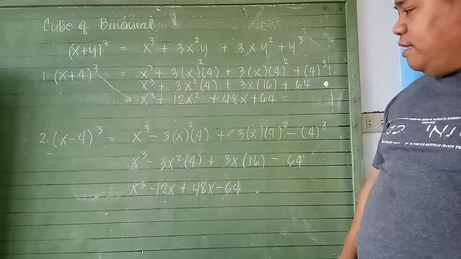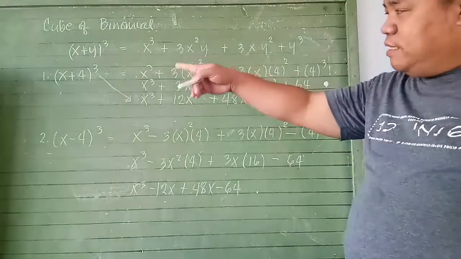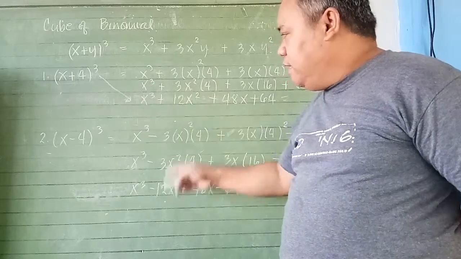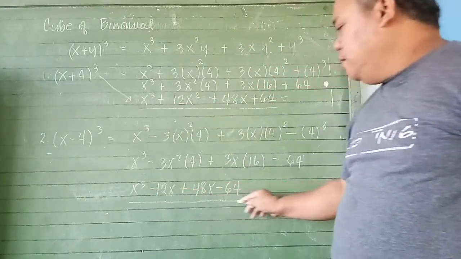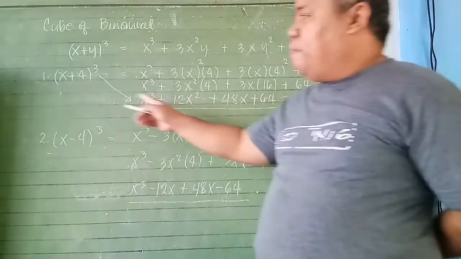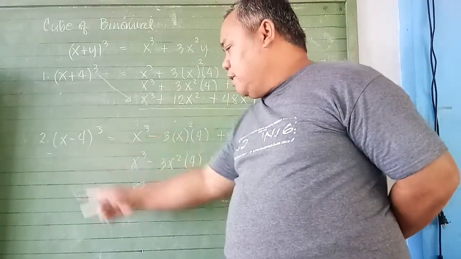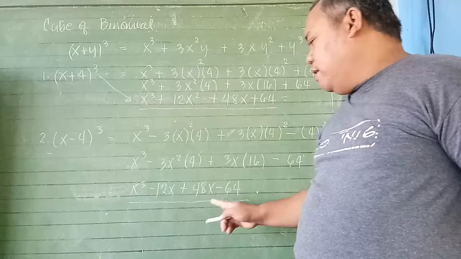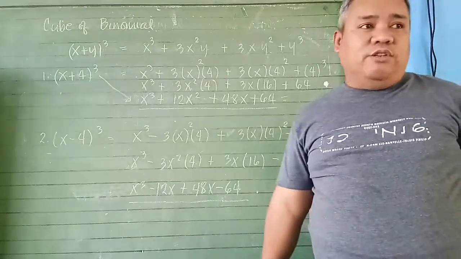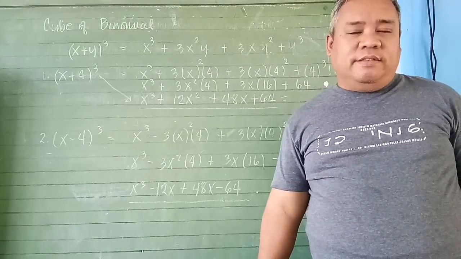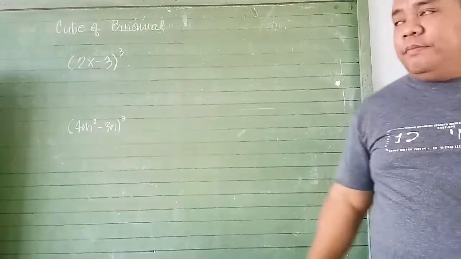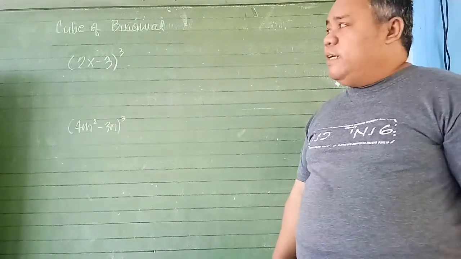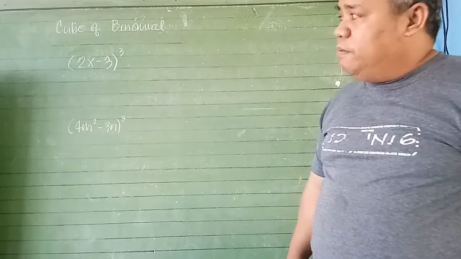So you see the difference between the first here and this here. Look at the difference of the two. Okay. So all of them are positive because the operation is positive. This is negative, so alternating yung kanyang sign, kasi ang operation niya is minus. Okay? That's it. Again, let's have another example for the cube of binomial.